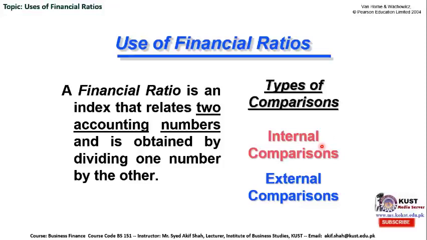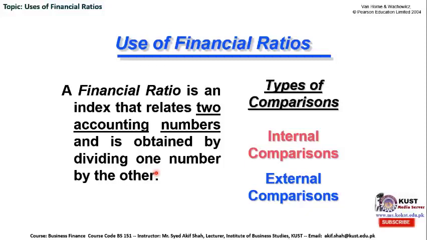So what are financial ratios and what are their uses? A financial ratio is an index that relates two accounting numbers and is obtained by dividing one number by the other, which we will see shortly in a practical example. So what is a financial ratio? It is basically an index which can be calculated by dividing one number from a balance sheet with another number. Like for example, divide current assets by current liabilities.